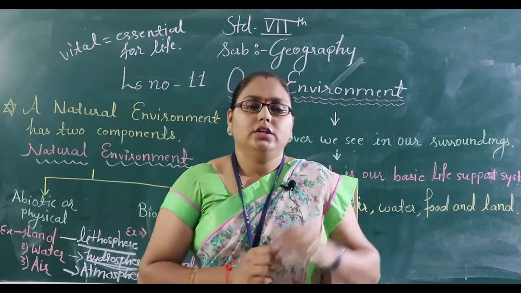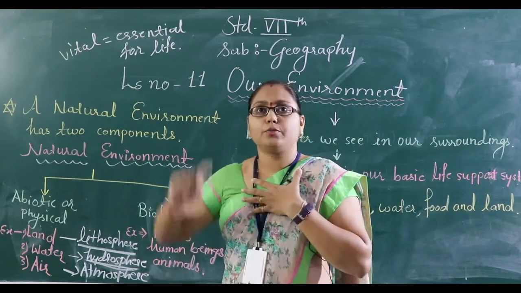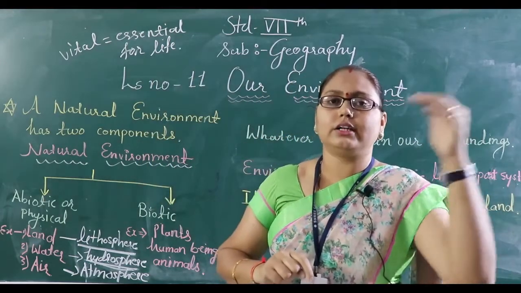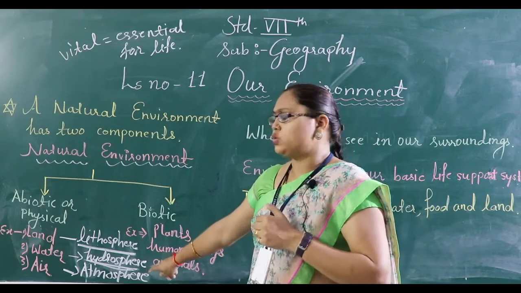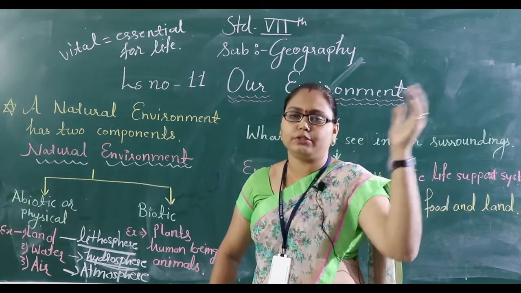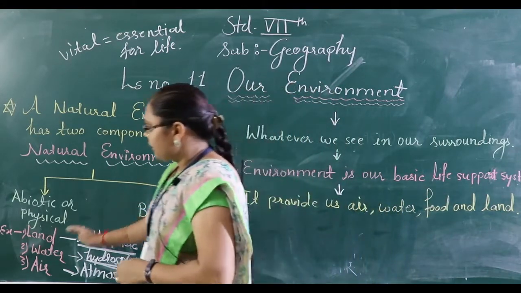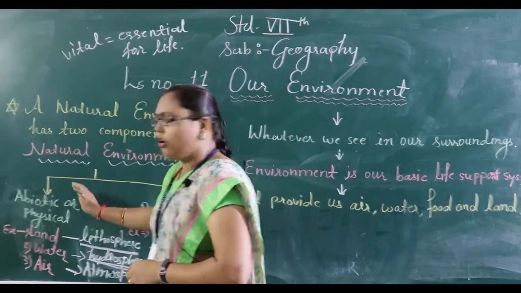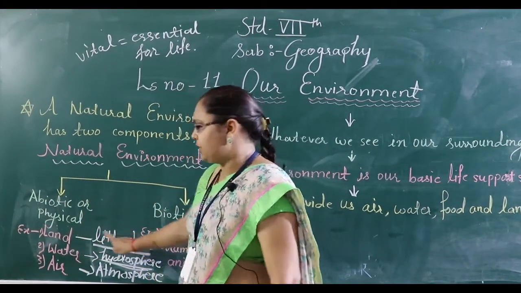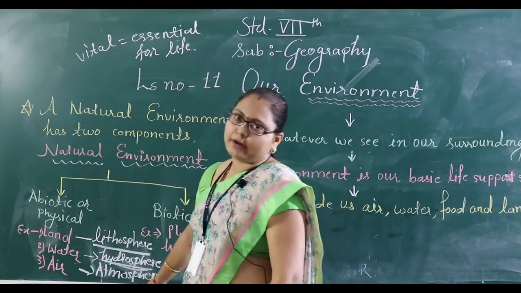For example, the ozone layer protects us from the UV rays of the sun. UV means ultraviolet rays of the sun. This ozone layer protects us from the ultraviolet rays of the sun. So those are the three basic parts of the abiotic or physical environment: land means lithosphere, water means hydrosphere, air means atmosphere.